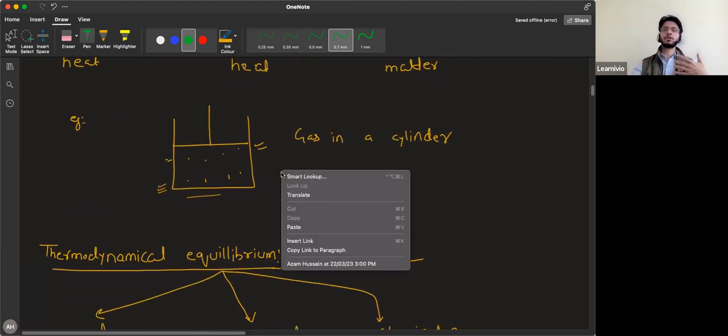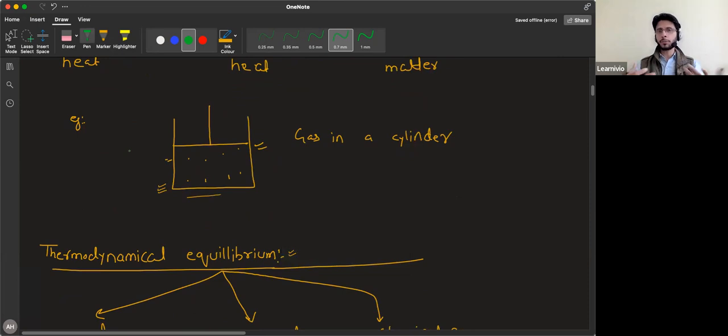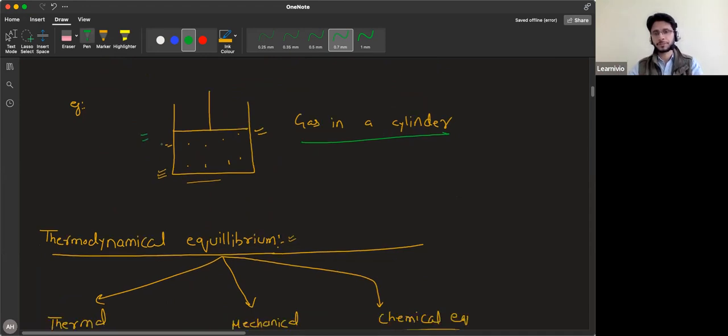So for all the processes that we'll be studying in thermodynamics, our system will be gas in a cylinder. That's it. So whenever we say system, the thing that should come to your mind is a gas which is placed in a cylinder. That is your system in thermodynamics.